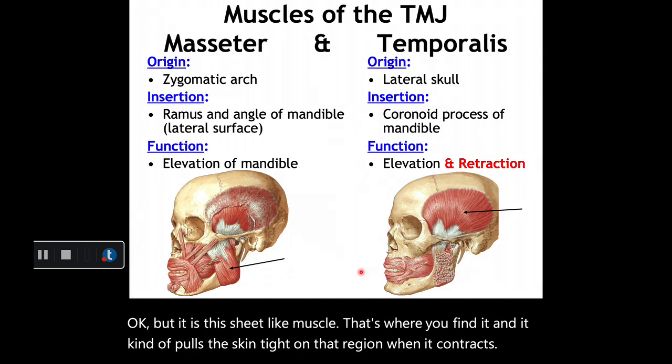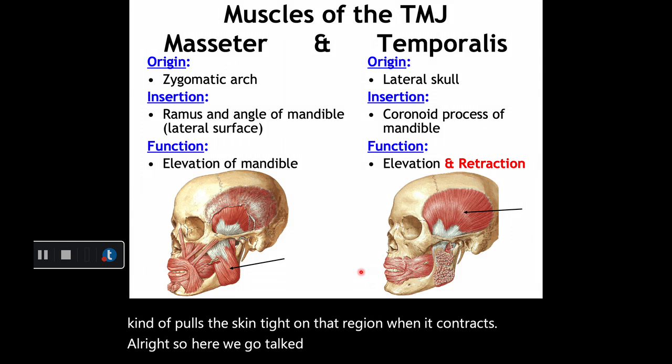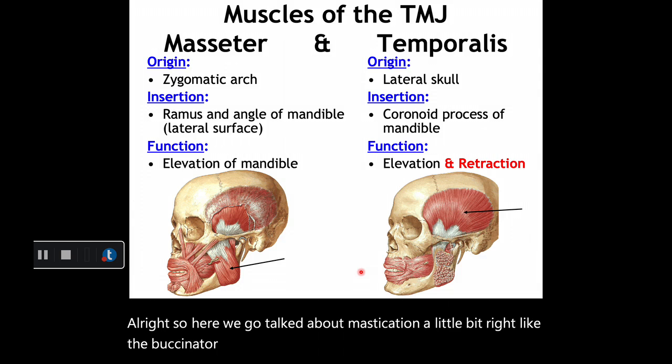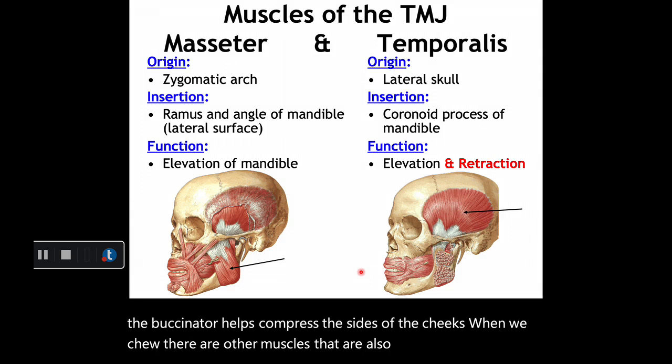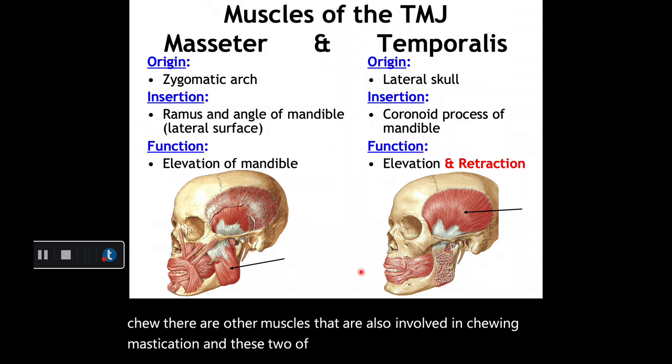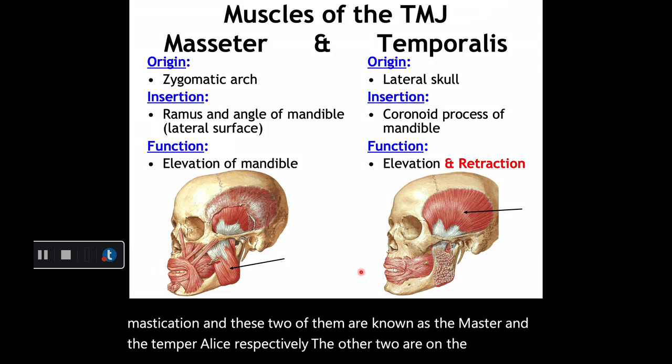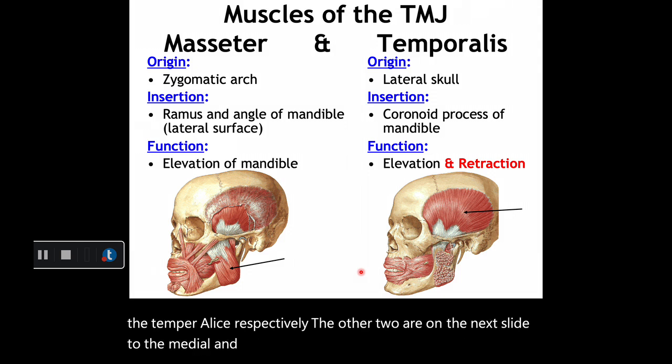All right, so here we go. Talked about mastication a little bit, right? Like the buccinator helps compress the sides of the cheeks when we chew. There are other muscles that are also involved in chewing, mastication. And two of them are known as the masseter and the temporalis, respectively. The other two are on the next slide. They're the medial and lateral pterygoids. But for now, the masseter and temporalis.